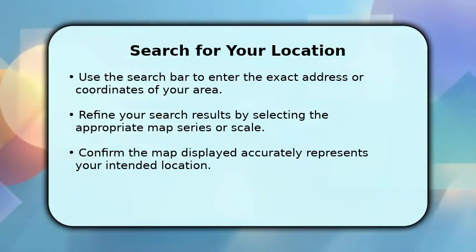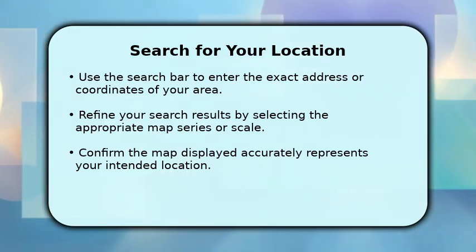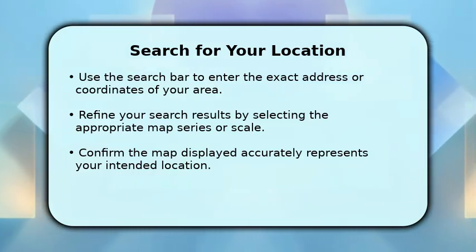Most sites feature a prominent search bar where you can input an address, city, or even geographic coordinates. After your initial search, you might need to refine the results by choosing a specific map series or adjusting the scale to get the best view. Always double-check that the map displayed corresponds precisely to your desired location.